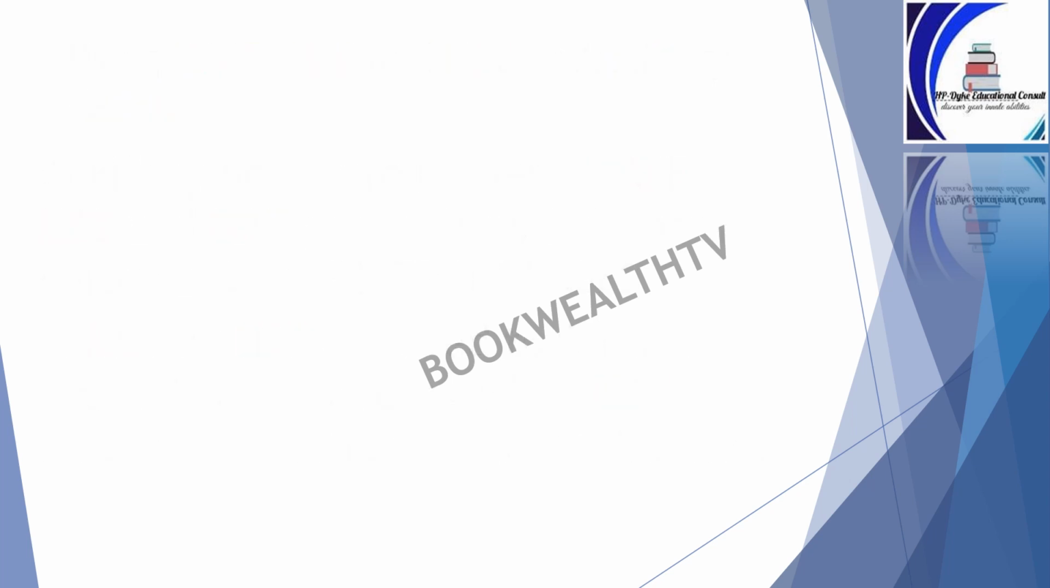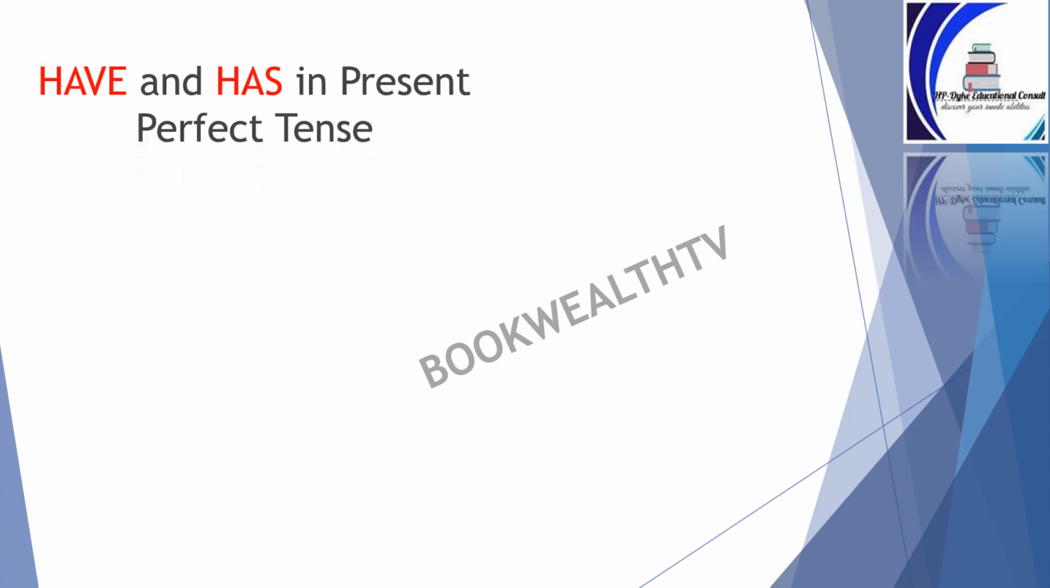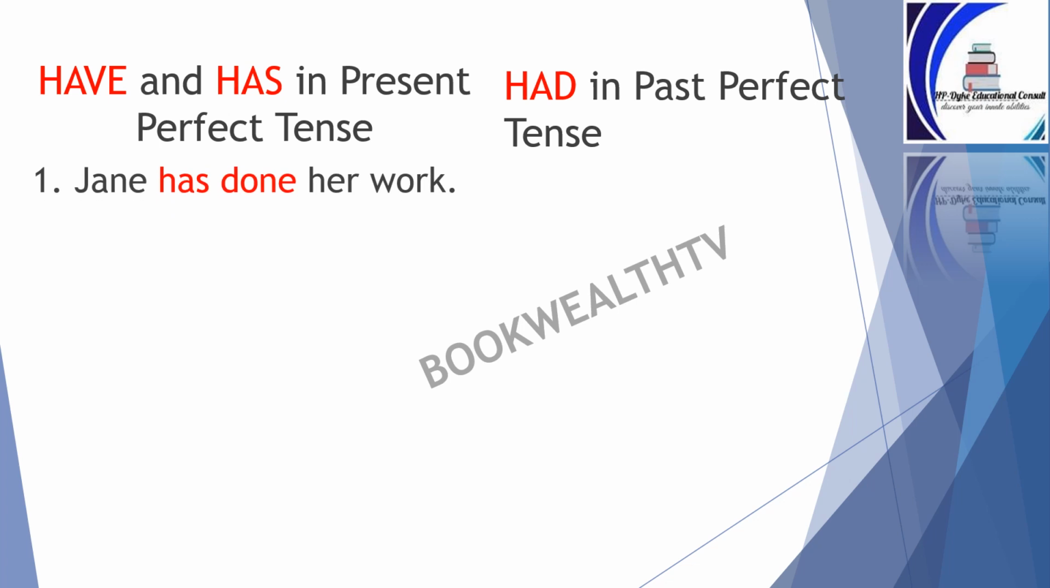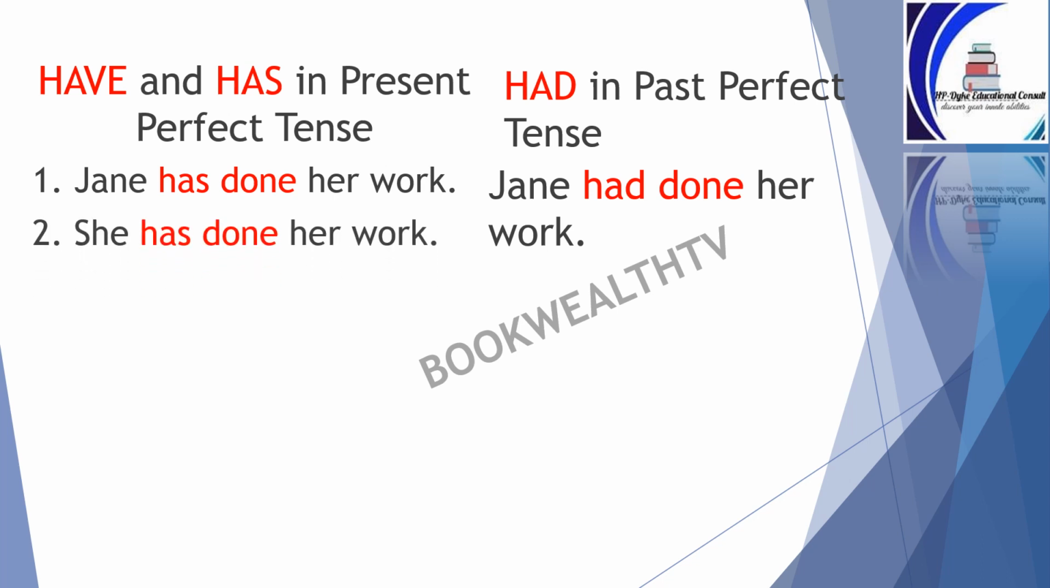On this slide, we shall look at sentences that illustrate the use of have, has, and had as auxiliary verbs. Take note of the verbs that they are helping in the sentences. Have and has in present perfect tense. Had in past perfect tense. Jane has done her work. Jane had done her work. She has done her work.